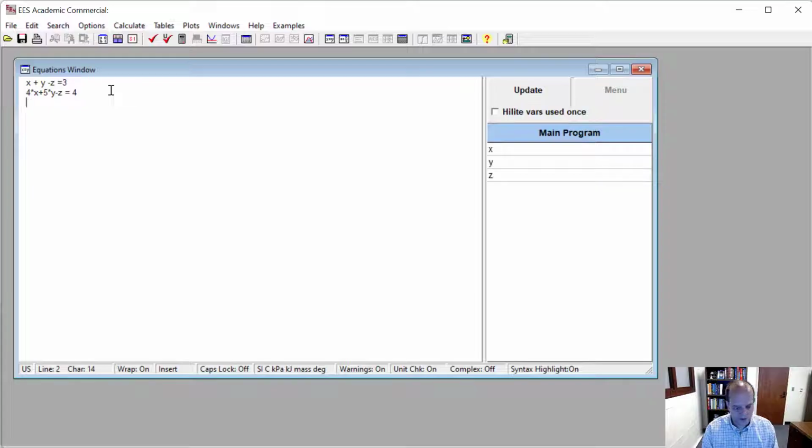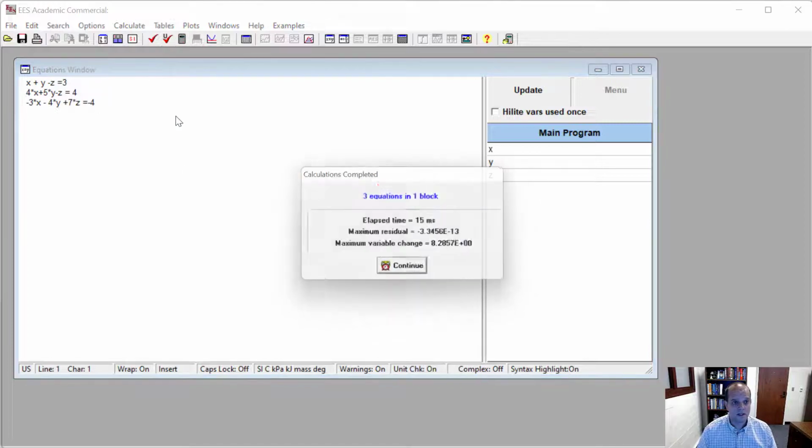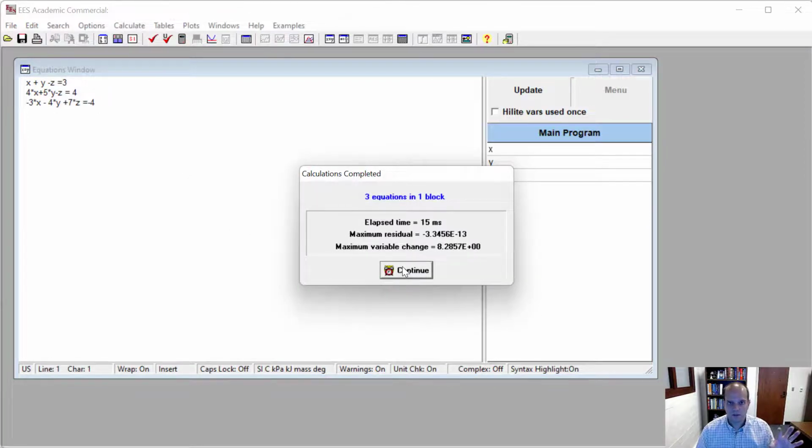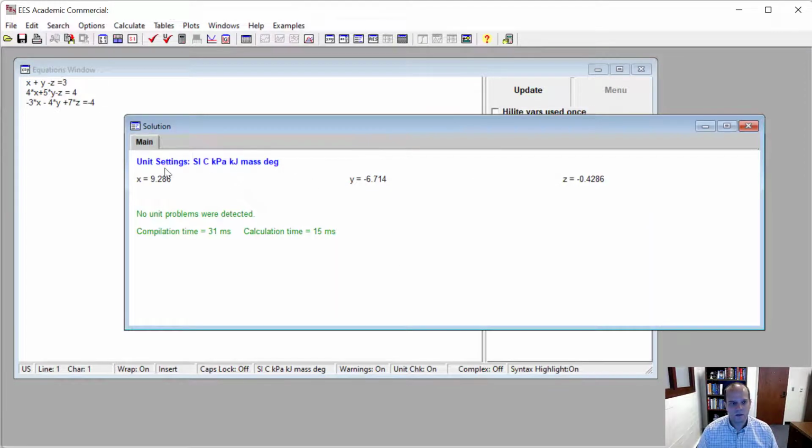So obviously mathematically it's not going to work for me, so I need a third equation, and let's assume that was minus 3 times x minus 4 times y plus 7z equals negative 4. And I'm just literally making up equations, but the thing I want to illustrate here is that I have 3 equations, and I can just type them in as they're written down, and now it solves that block of equations, and this is what I get for x, y, and z.